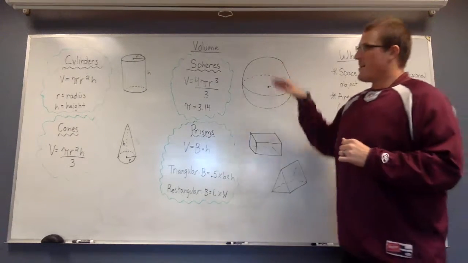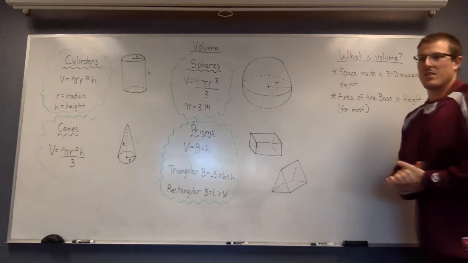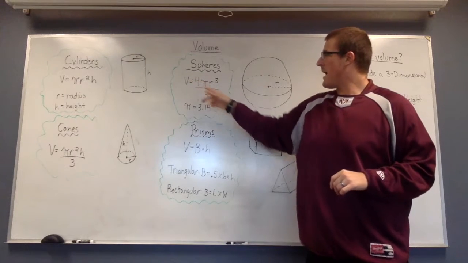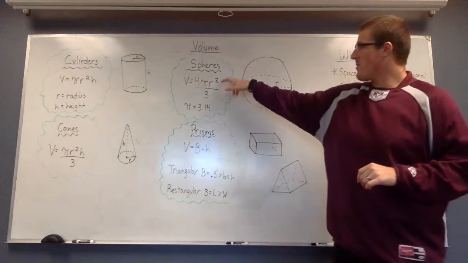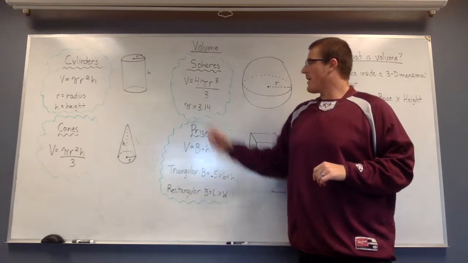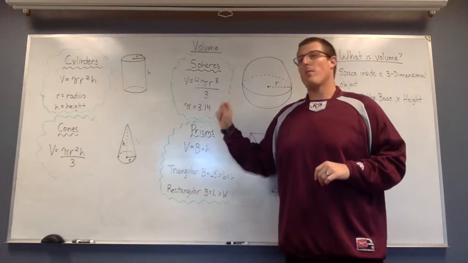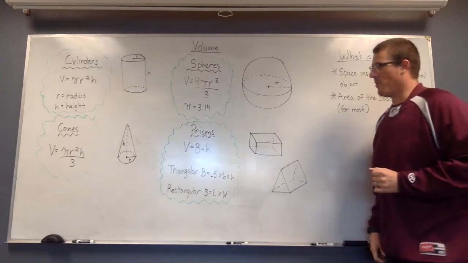As I move into spheres, still talking about a circular object, spheres are one of the interesting weird shapes. The formula for a sphere is 4 times pi times r to the third power, divided by 3. The important things to remember here are that r is to the third power, you always have a 4 out in front, and you always have a 3 down here. We're going to use 3.14 for pi on all of these. It keeps our answers a little bit more simple.